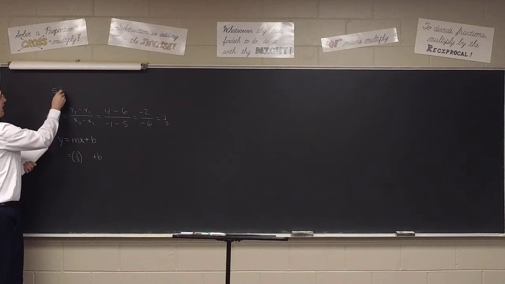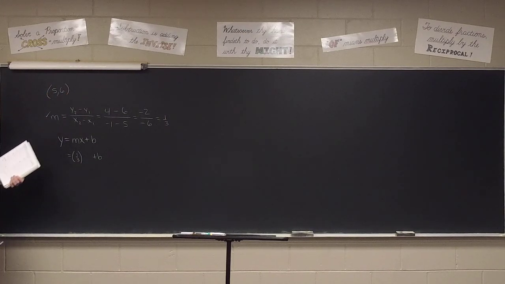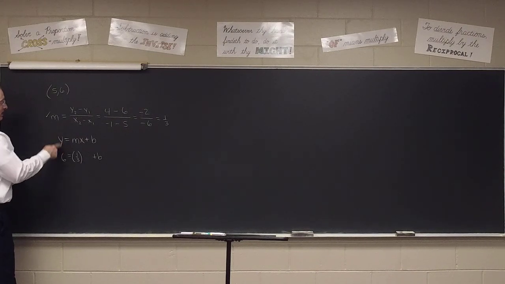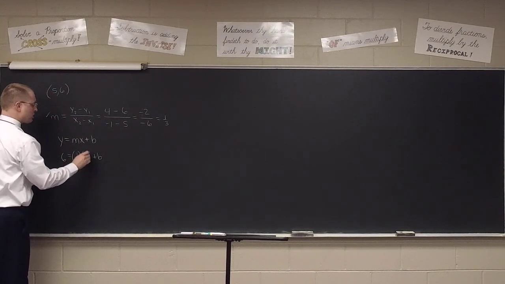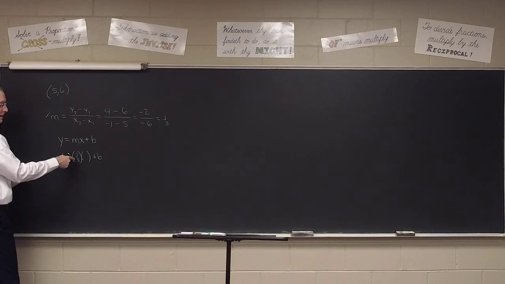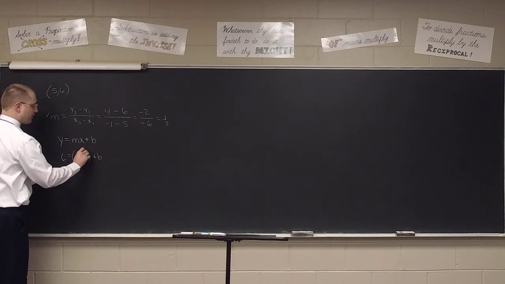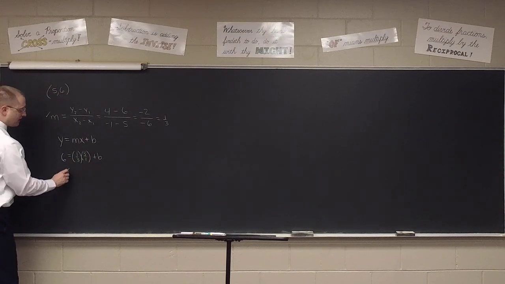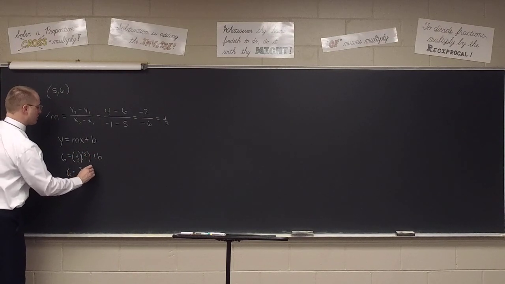Maddie picked the point 5, 6. She could have picked the point -1, 4. Happens to not like negatives. I don't blame her. So she puts the 6 where the y is, the 5 where the x is. Though I did suggest, if you have a fraction here, Maddie, to write the x as, good, a fraction. So 5 over 1. So we get 6 is equal to 5/3 plus b.